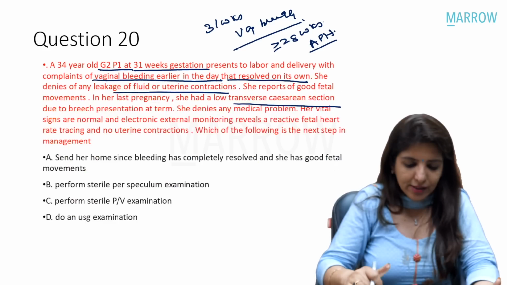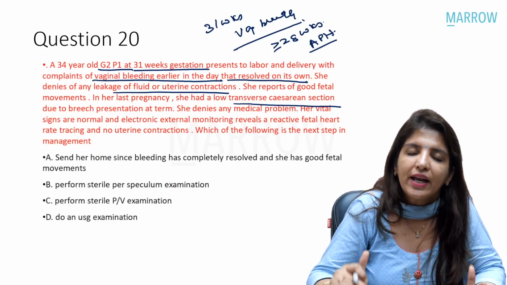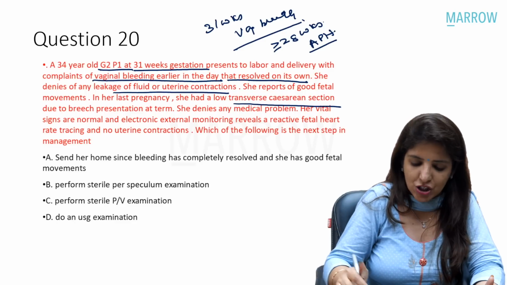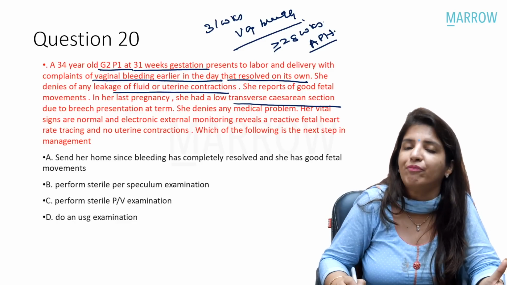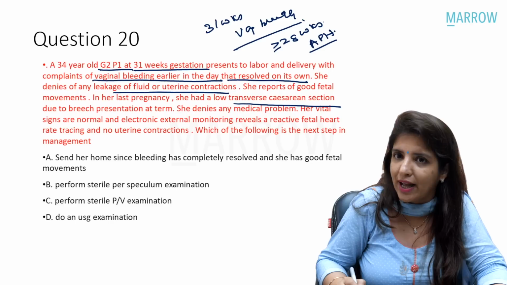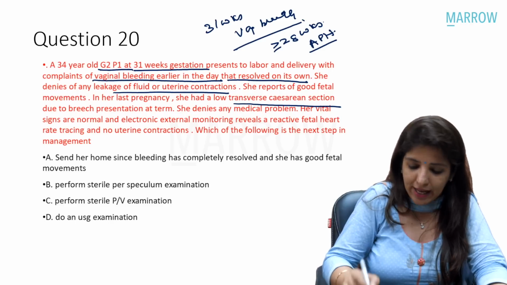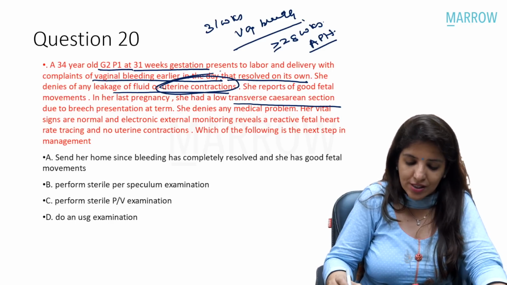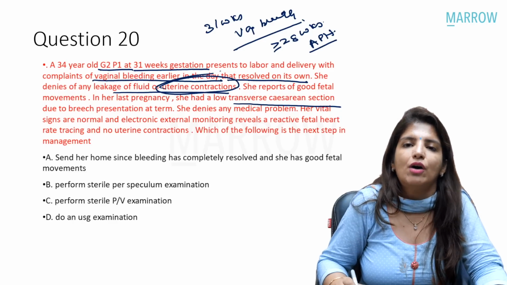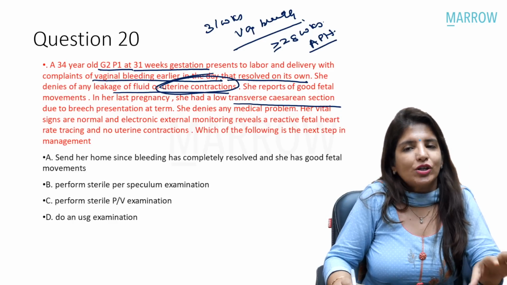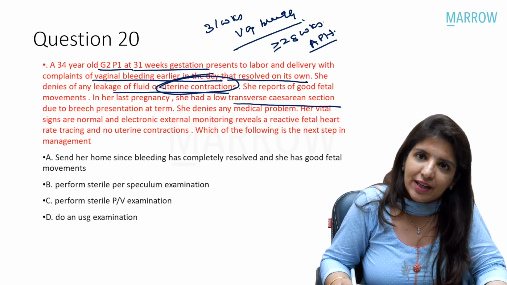Right? Now, in this question over here, what am I getting? In this question, I am getting that patient came to me at 31 weeks. She had bleeding in the day and now the bleeding has stopped. Bleeding is painless. There are no uterine contractions, right? And fetal heart sounds are absolutely normal. So definitely this is a case of placenta previa.